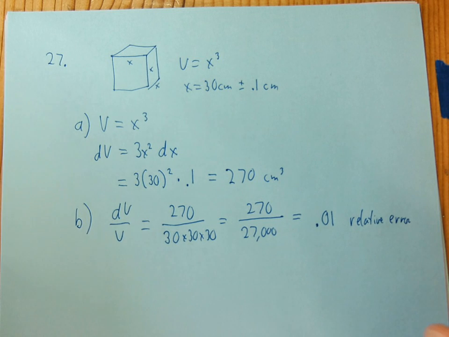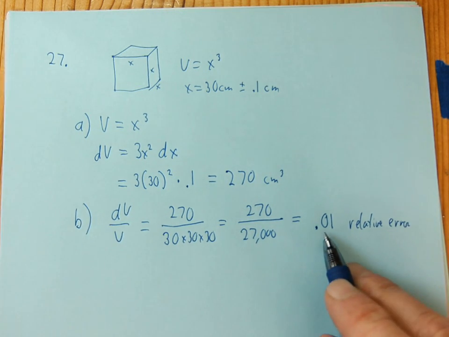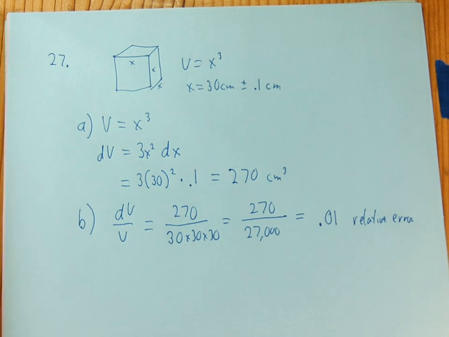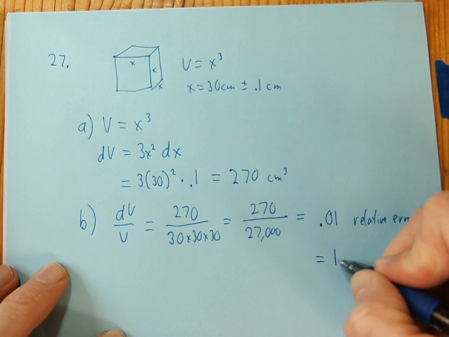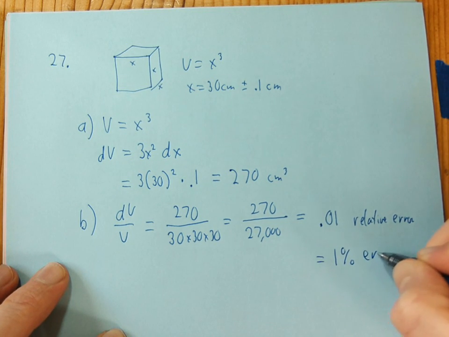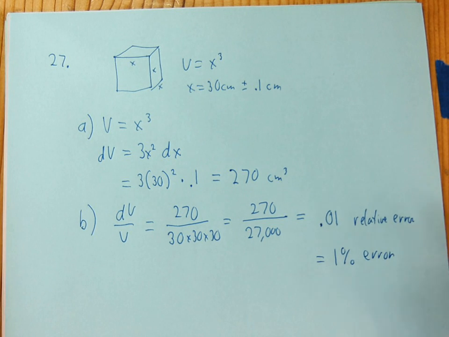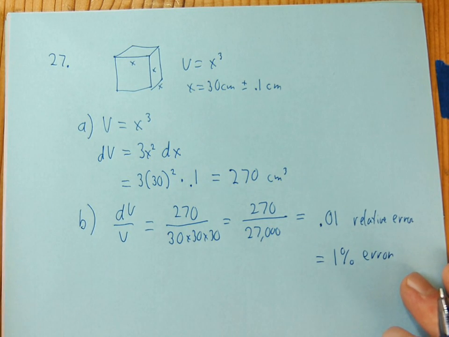So that's what the relative error is. And then the percent error, of course, we just multiply that by 100 to find the percent error. So multiply by 100, moving 2 decimal places, so that would be 1% error. Okay, so that's the way it works. It's really not that hard stuff. It's just hard to understand what they're asking for. But how it works is pretty easy, and it's pretty cool.